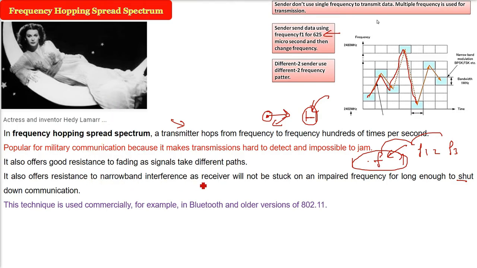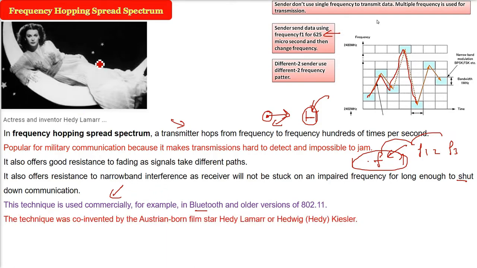First, let me tell you, this frequency hopping spread spectrum technique is also used commercially in Bluetooth, and in the older version of wireless LAN, Wi-Fi 802.11. This technique was co-invented by the Austrian-born film star Hedy Lamarr, whose birth name was Hedwig Kiesler. She was responsible for the development or invention of this.